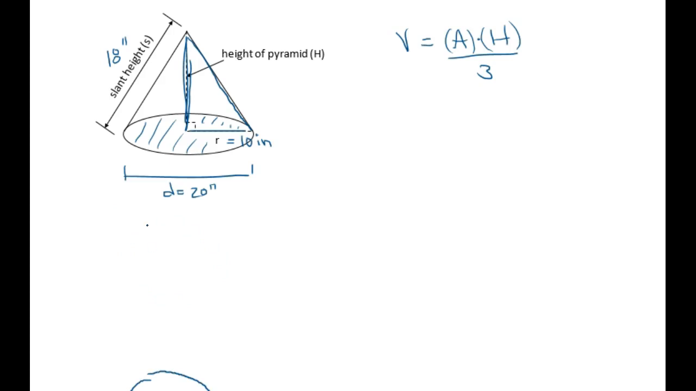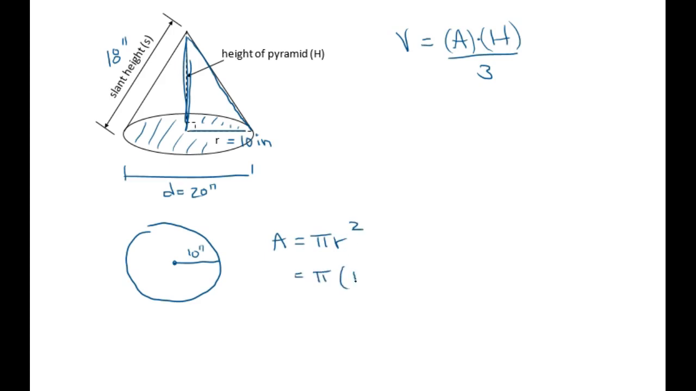Our base is a circle, and we said we have a radius of 10 inches. So I'm going to use that particular formula. So area is pi r squared. You can use the diameter one as well. So pi, our radius is 10, and we're going to square that. Plugging that into your calculator is 314.1592, etc., and that is in inches squared. So we have part of our volume formula done. We also need the height though.